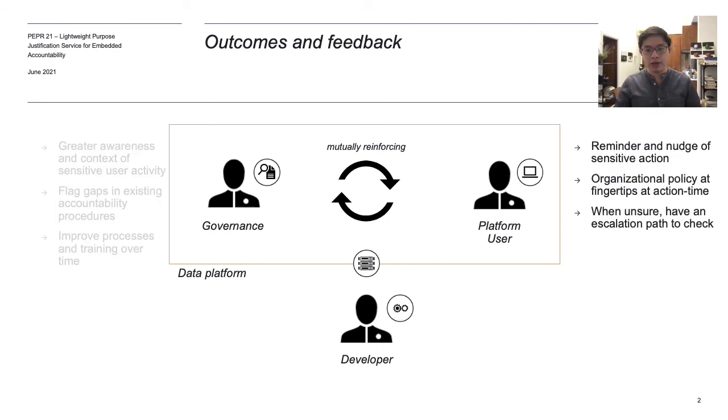For platform users, they're able to get timely reminders and nudges of the sensitive actions that they are taking, as well as have at their fingertips the relevant organizational policies as they're about to commit an action. In some instances as well, there is language on escalation paths for users in case they're unsure whether the action they're committing adheres to organizational policy. And these allow users to more directly engage data protection and governance policies and be accountable for their own actions.